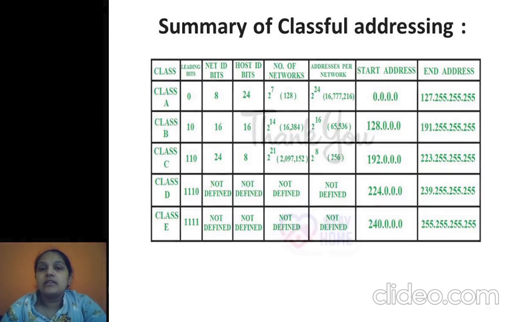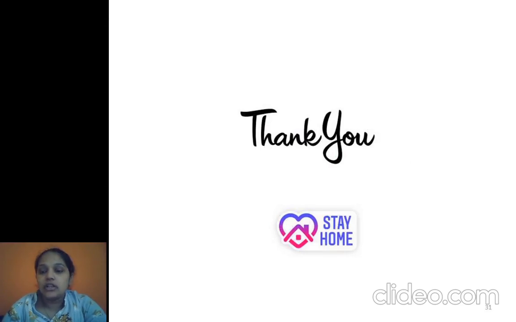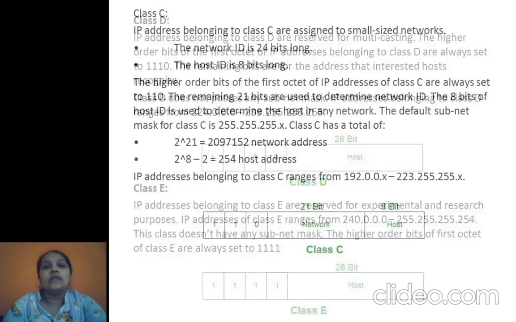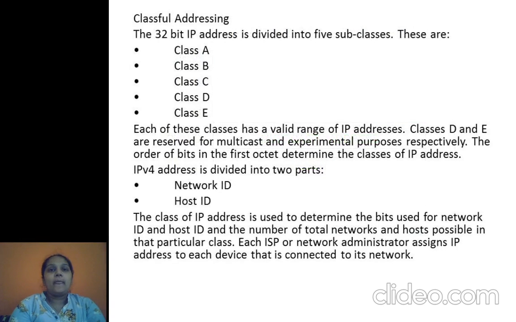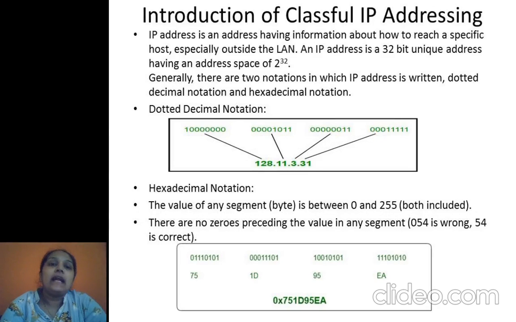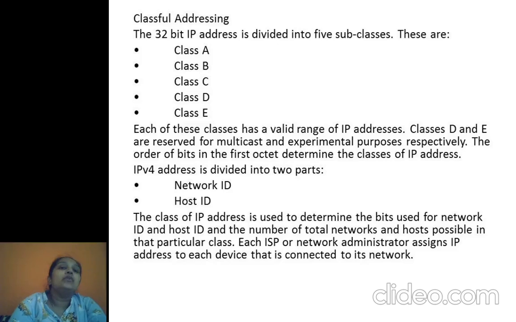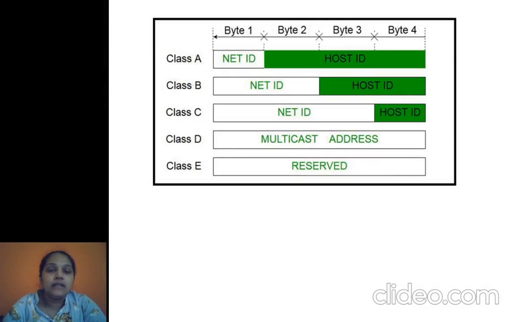So this was our today's lecture. Let's now conclude it. Today we learned the address pool classes, or classful addressing. In classful addressing, we learned what an IP address is and why we use it. Next, IP address notations are two: dotted decimal notation and hexadecimal notation. Third, classful addressing has 5 subclasses: class A, class B, class C, class D and class E.